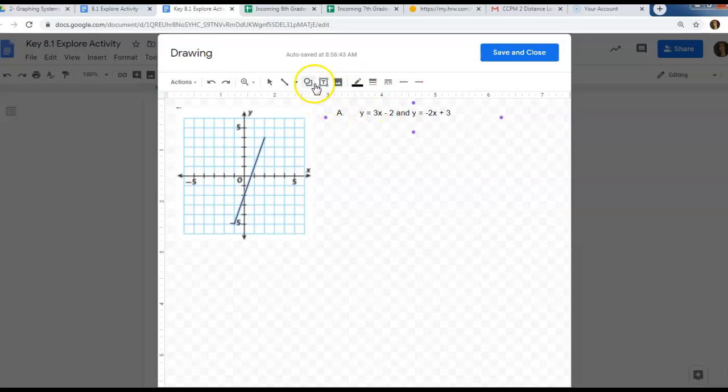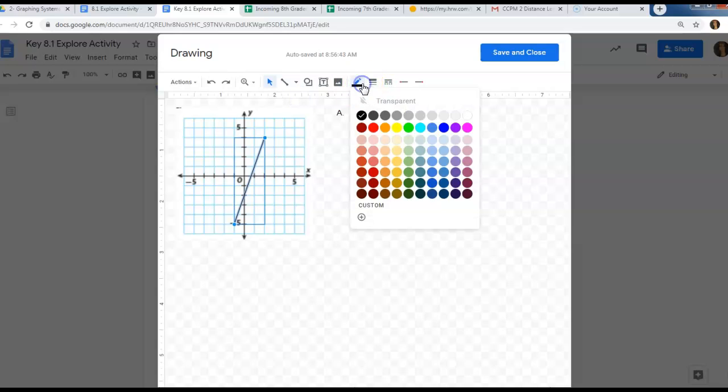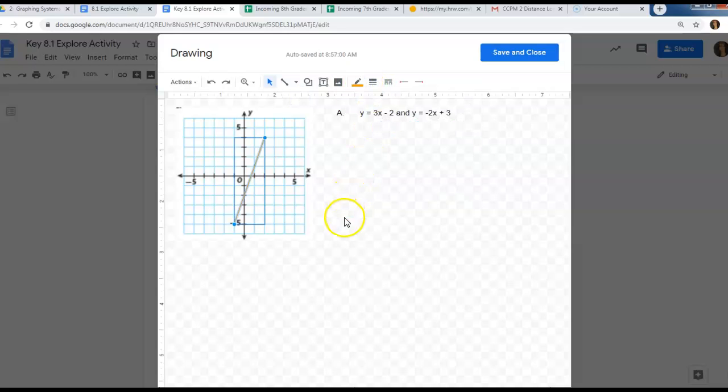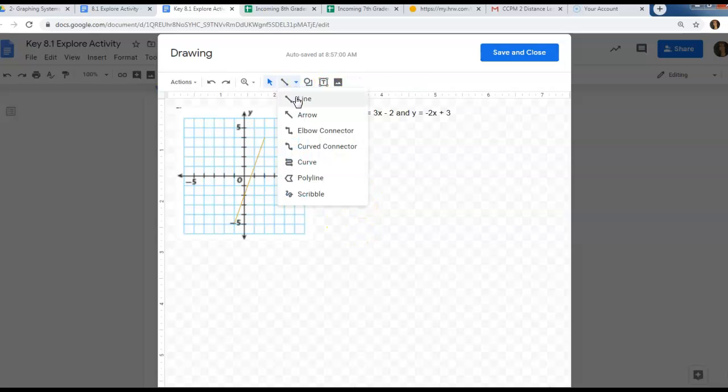Now I'm going to graph the other equation, and I'm new to this. I am learning just like you guys are. Let me see if it lets me change the line color. Okay, now I'm going to do another line. The y-intercept is 3 and the slope is negative 2. So positive 3 for the y-intercept. This is the y-axis. 1, 2, 3. And the slope is negative 2.